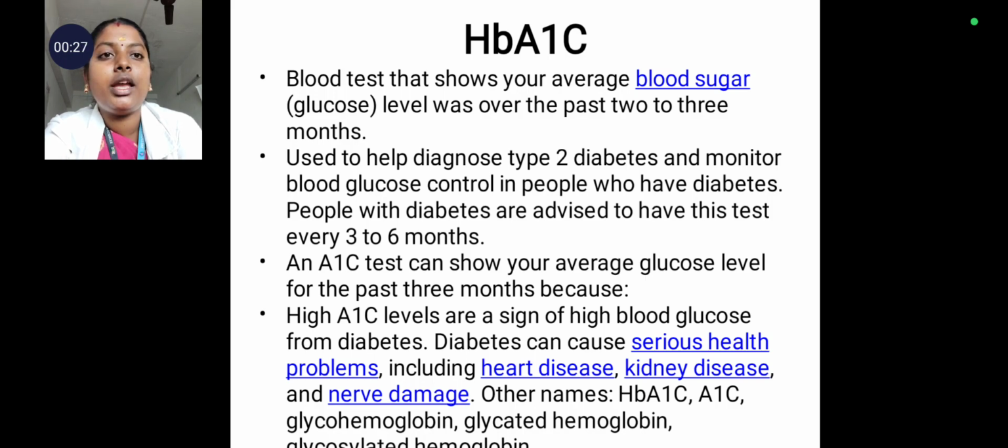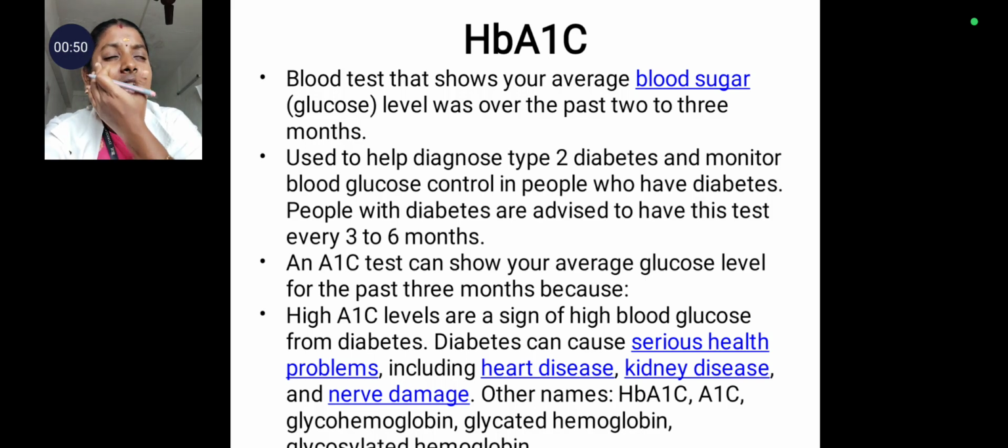This HbA1c is mainly used to diagnose type 2 diabetes. Type 2 diabetes is also called insulin resistance, or insulin independent diabetes mellitus. It should be used to monitor blood glucose control in people who have diabetes. People with diabetes are advised to take this HbA1c test every 3 to 6 months.